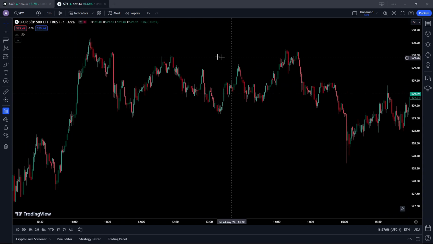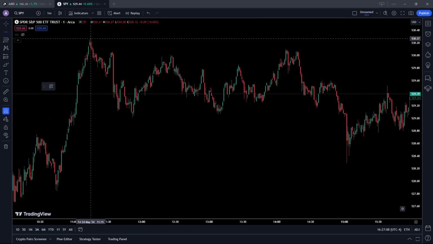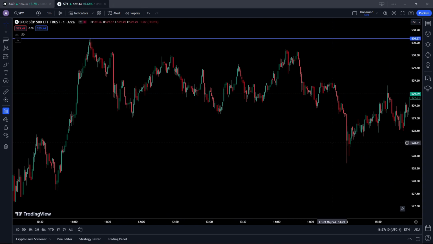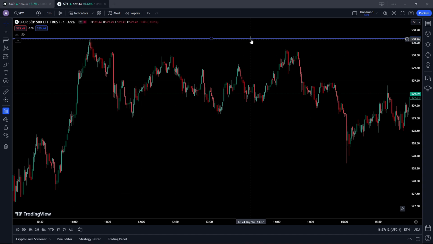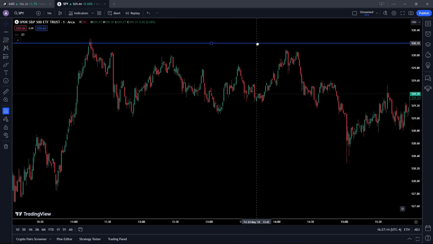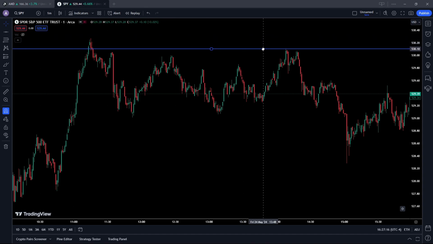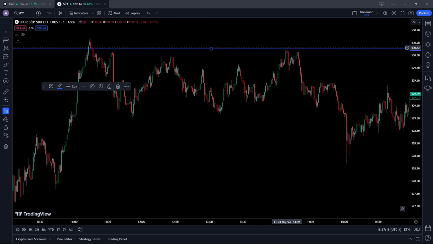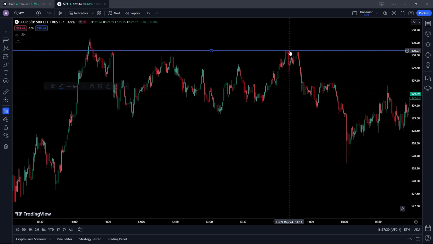As we can see here, I feel like a common mistake a lot of people would make is just going to the peak and then putting a level there. But that's not the case here. You would probably want to bring it down to this peak over here, or maybe even this peak here.